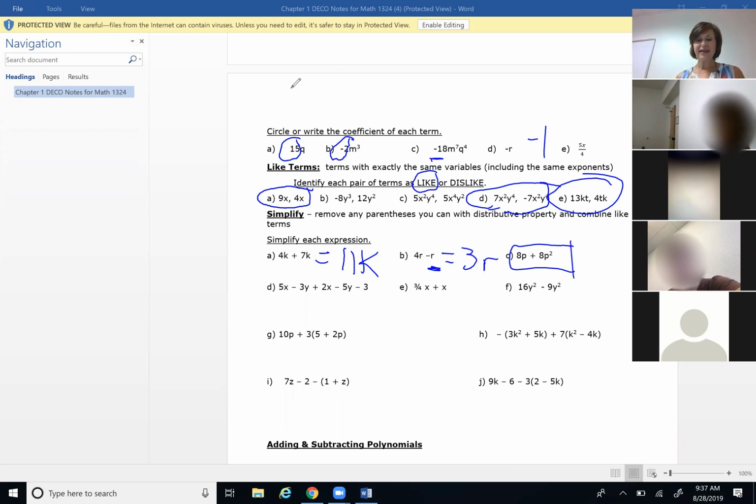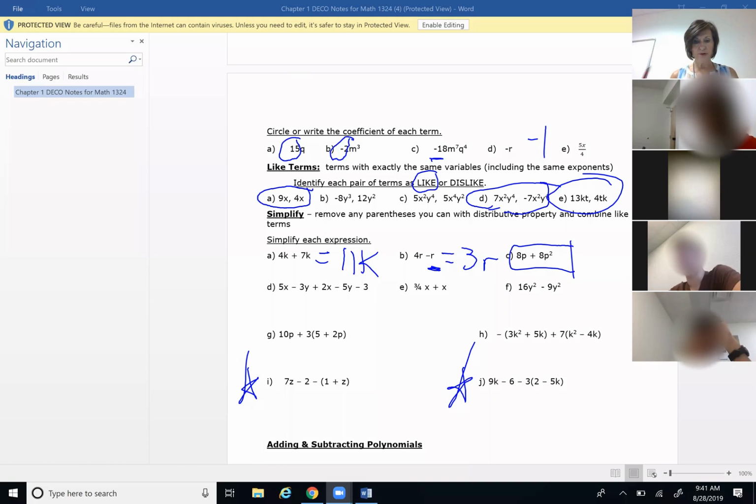Okay? And then we'll do, just to get a little practice with parentheses, let's try doing these last two. I want you guys to work on those, and then we're going to see if we get this simplified to be the same thing.